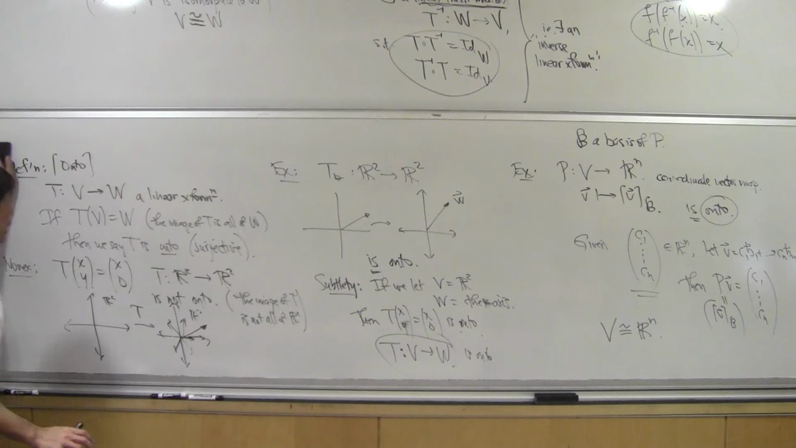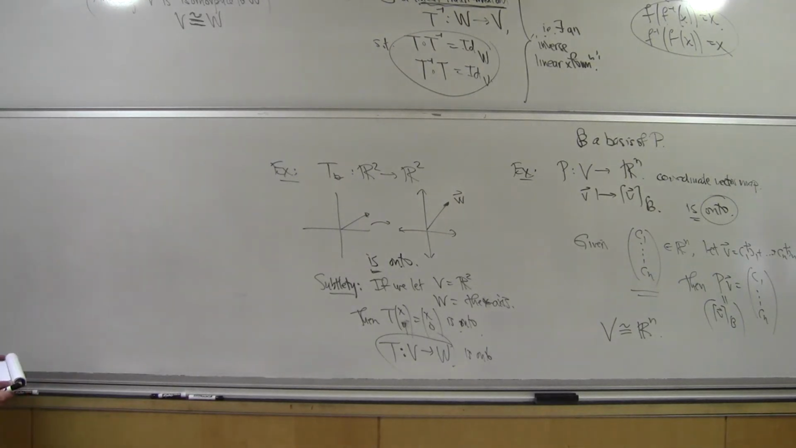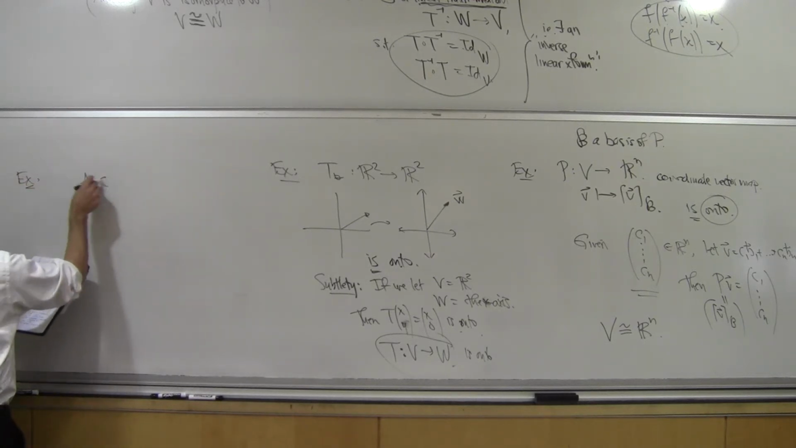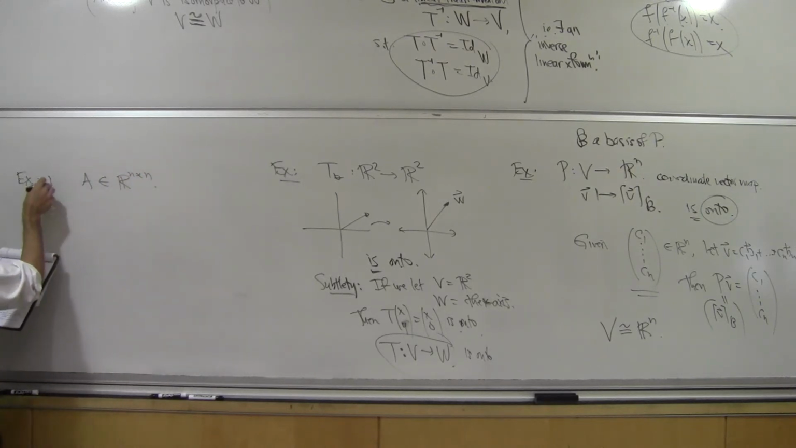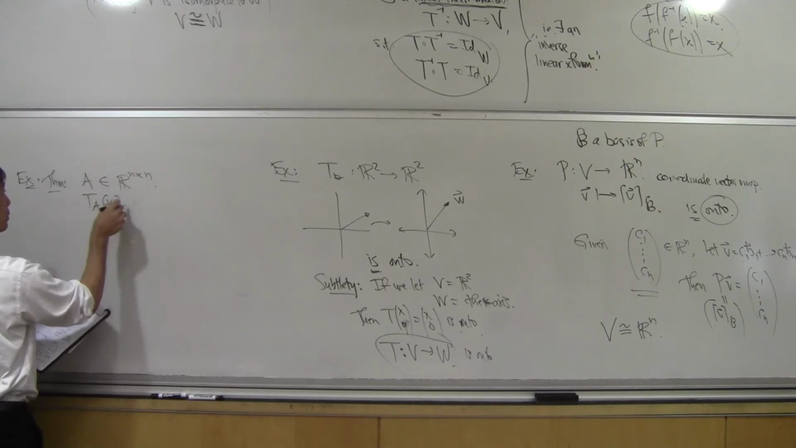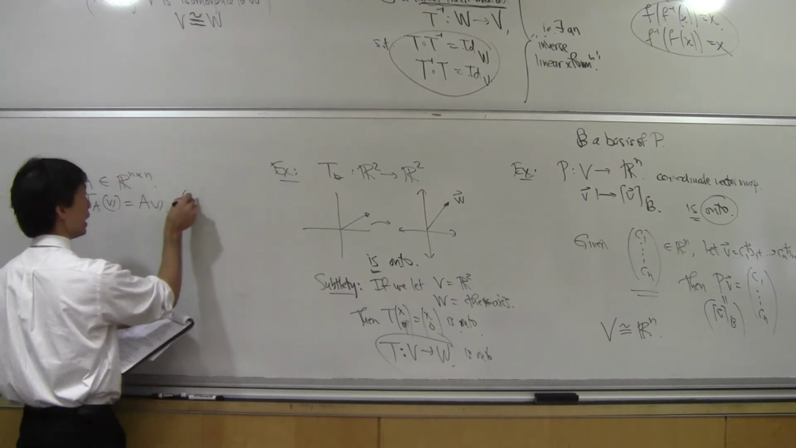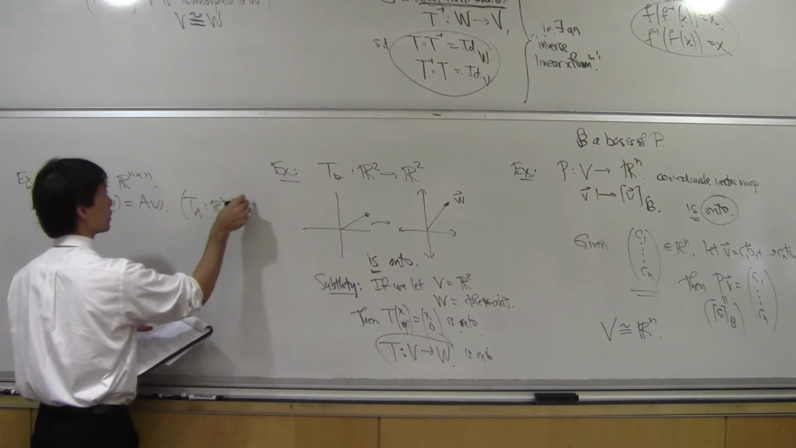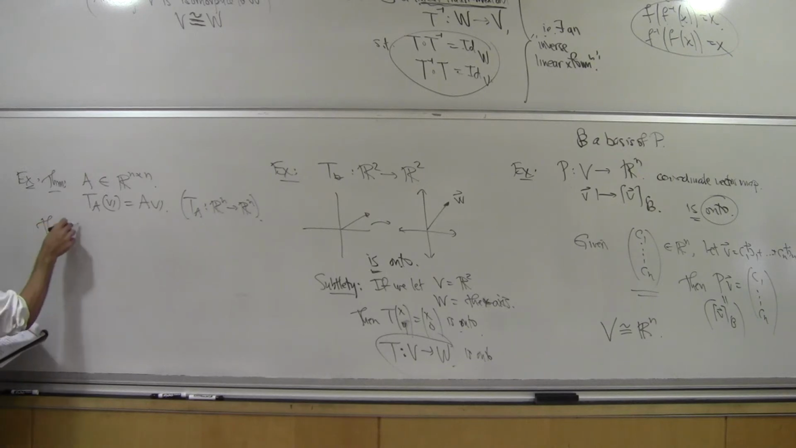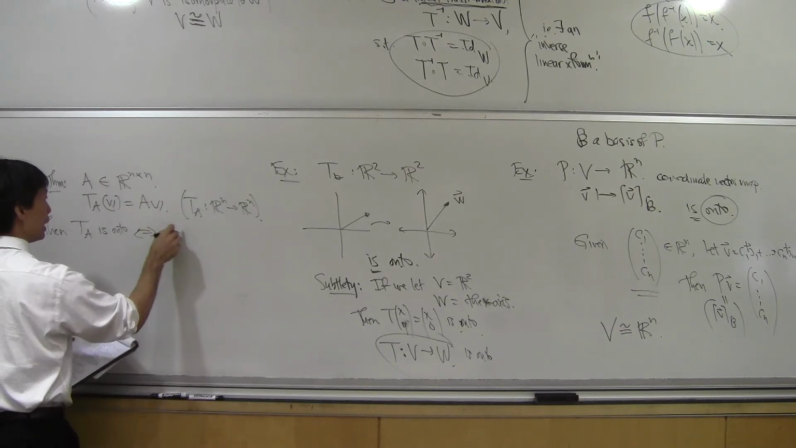Just give me one minute, and I'll prove one last result that I was hoping to get to. You have a square matrix. Here's the theorem. Let A be a square matrix, and T sub A as before, the left multiplication transformation, going from Rn to Rn. Then T sub A is onto if and only if A is invertible.